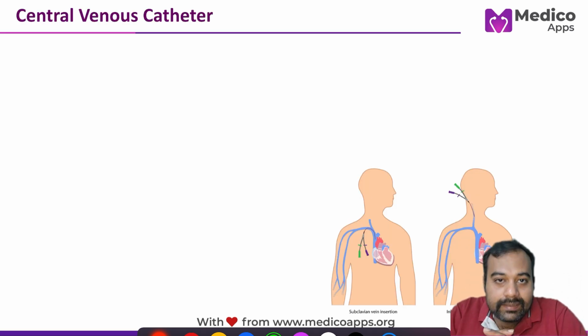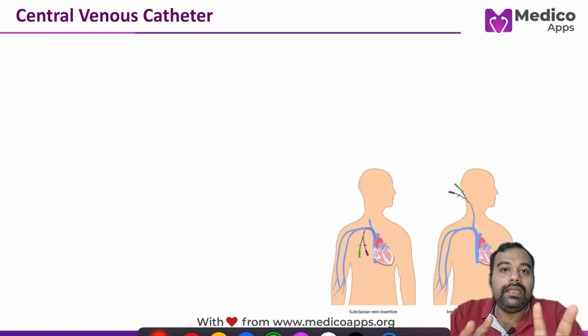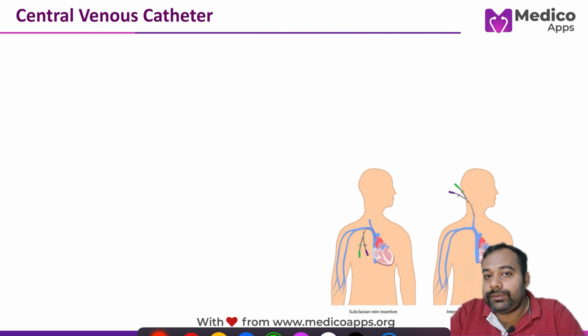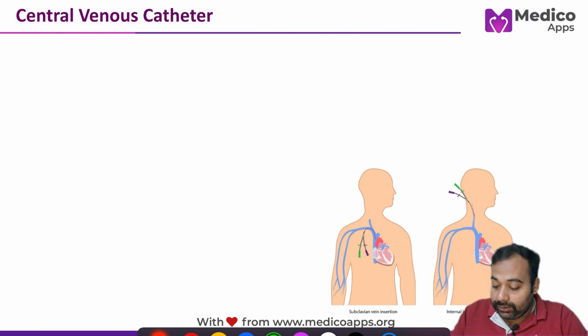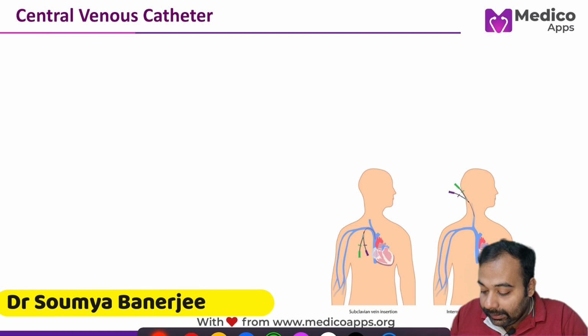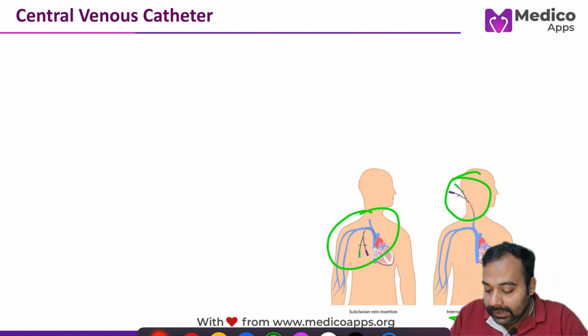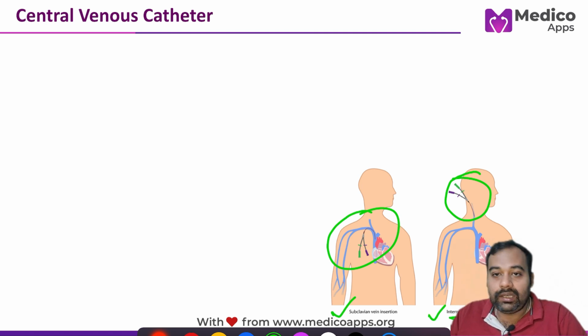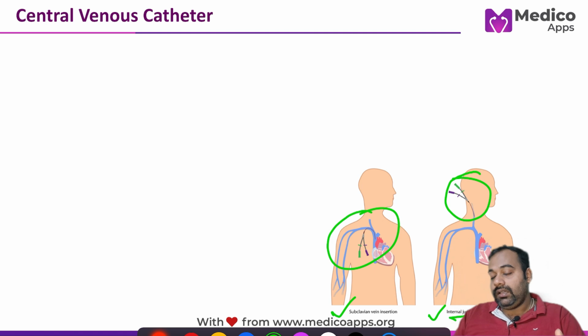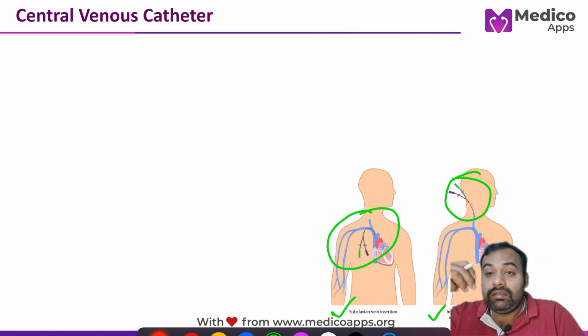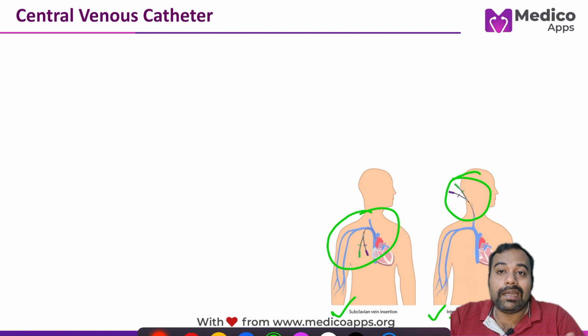Now let's try to understand. Your central venous catheter is typically placed in two places. Number one is the internal jugular vein, and the other is the subclavian vein. So there are two points of insertion, and you can see that here. This is the internal jugular vein insertion, and this is the subclavian vein insertion. Ideal is always subclavian followed by internal jugular vein, though internal jugular vein insertion is pretty much easier than that of the subclavian vein.